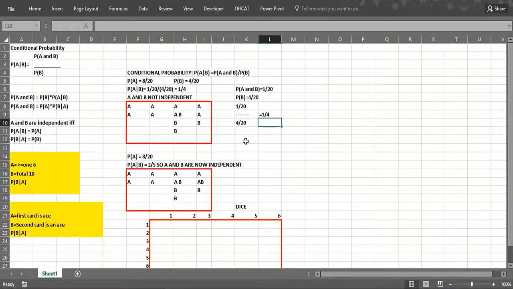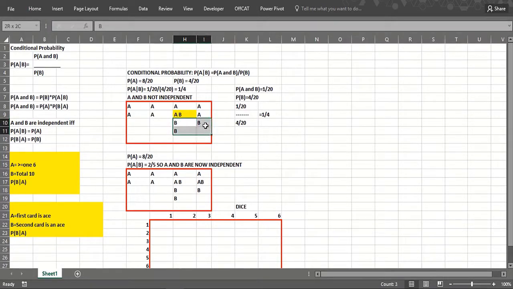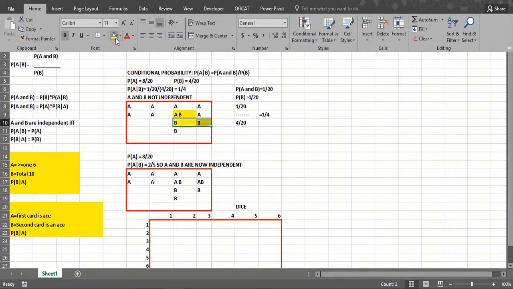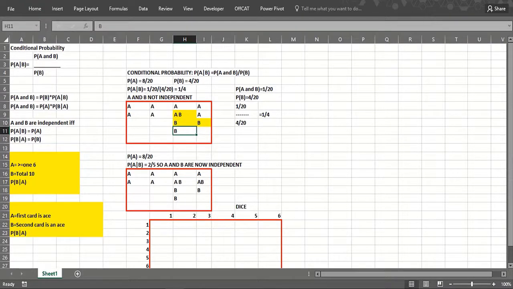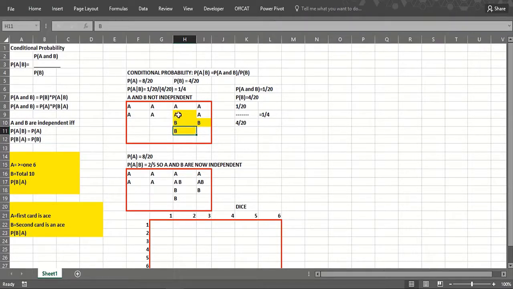Okay, and that makes sense because if I tell you B happened, basically you're in one of these 4 points, right? So if I told you B happened, it's what we call a reduced sample space. One of those 4 points. Now what's the chance of A? Well, it's 1 in 4.